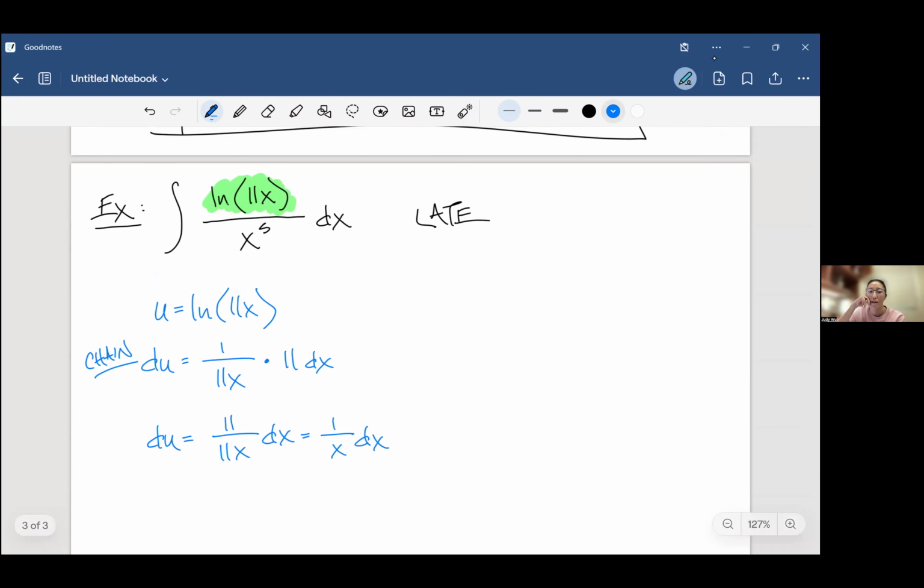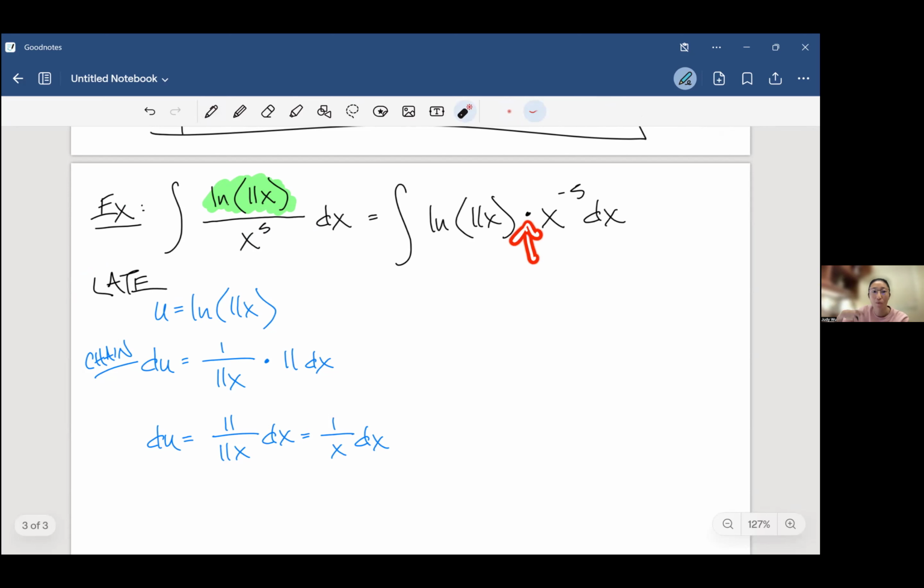Now, you might be wondering, well, why are we using integration by parts here when this clearly looks like a division? And maybe it would be helpful, I'm going to slide the slide right over here. Maybe it would be helpful if we thought about this original problem like this. The natural log of 11x times x to the negative fifth dx.